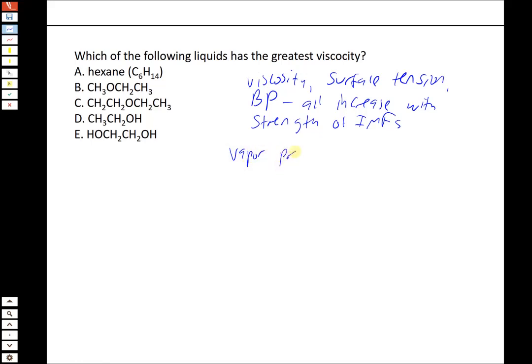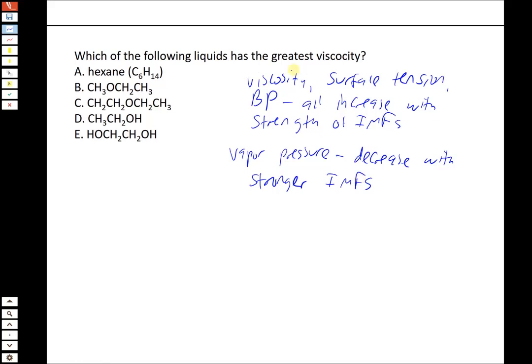Now the only one that doesn't increase with intermolecular forces is vapor pressure. This is another major property of liquid. It doesn't come up on this problem, but it will come up a little bit later. But vapor pressure is going to decrease with stronger intermolecular forces. And that should hopefully make sense conceptually, because intermolecular forces are telling you how strong the molecules are held together. If they're held together more strongly, less of them are going to escape in the vapor phase.